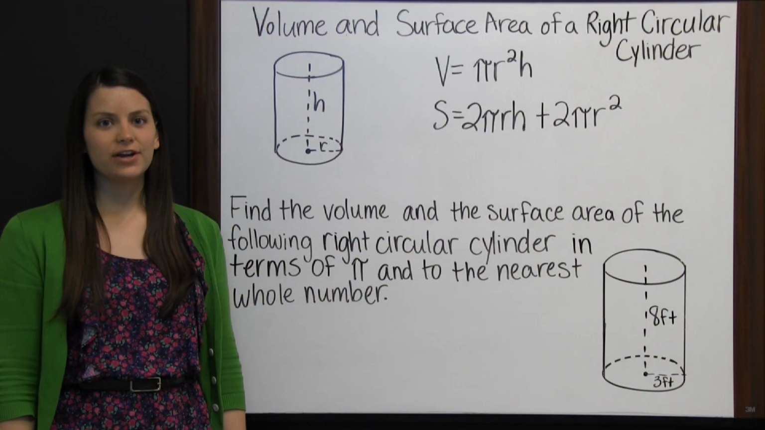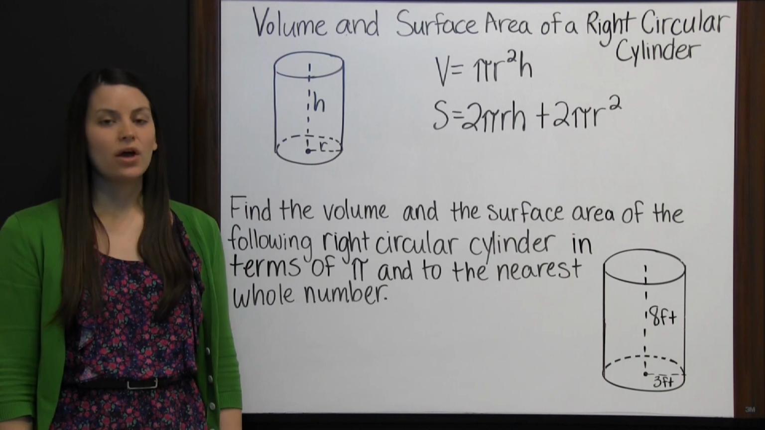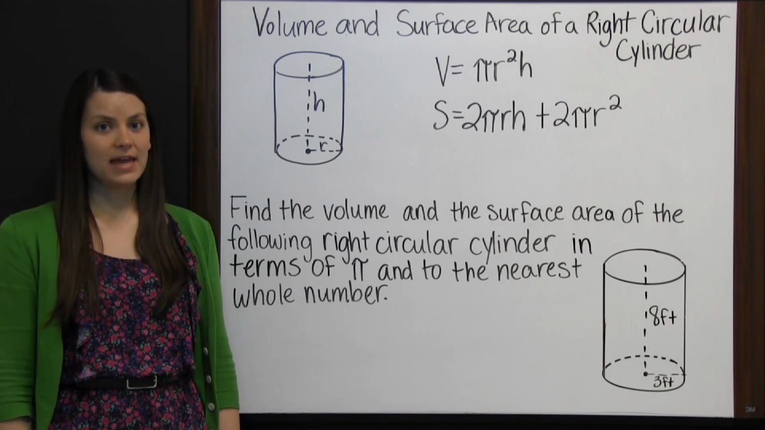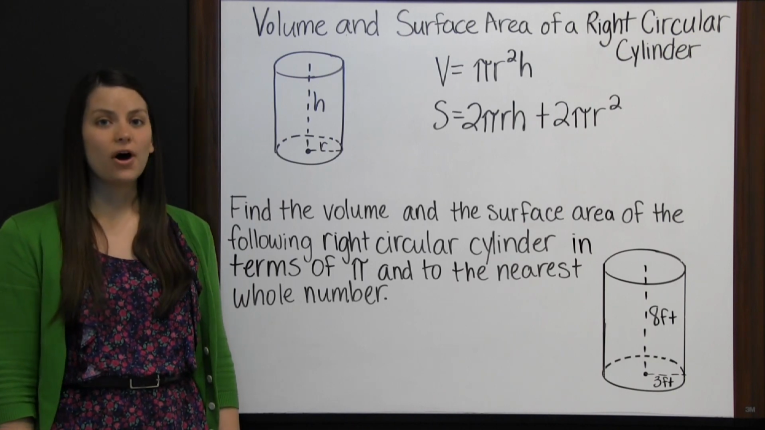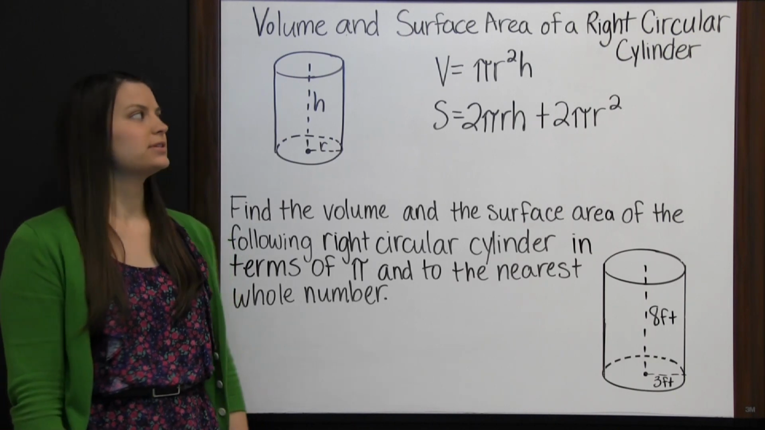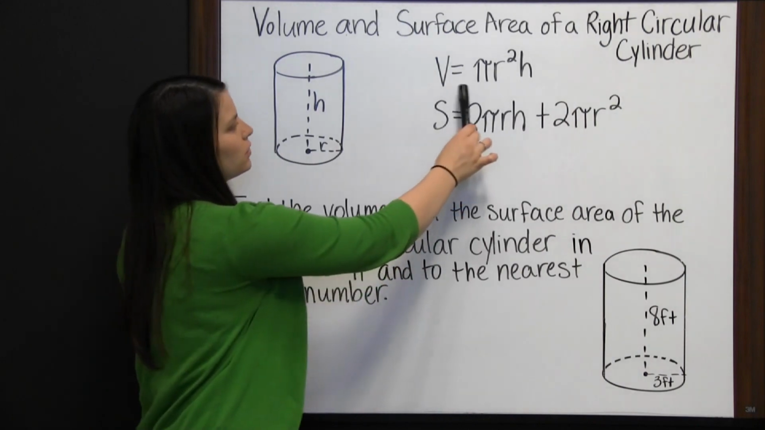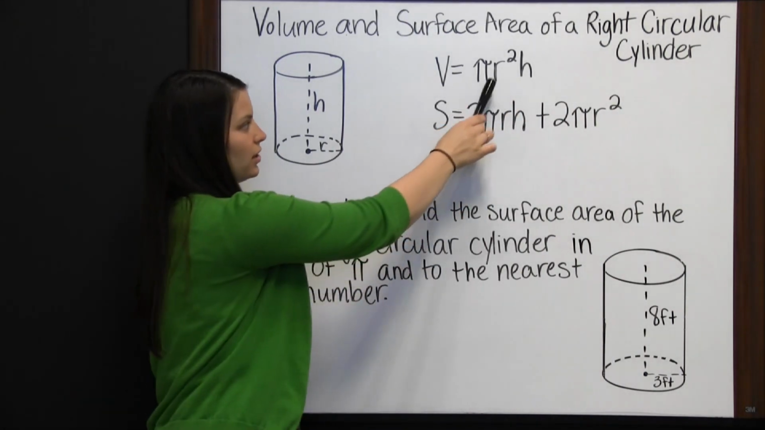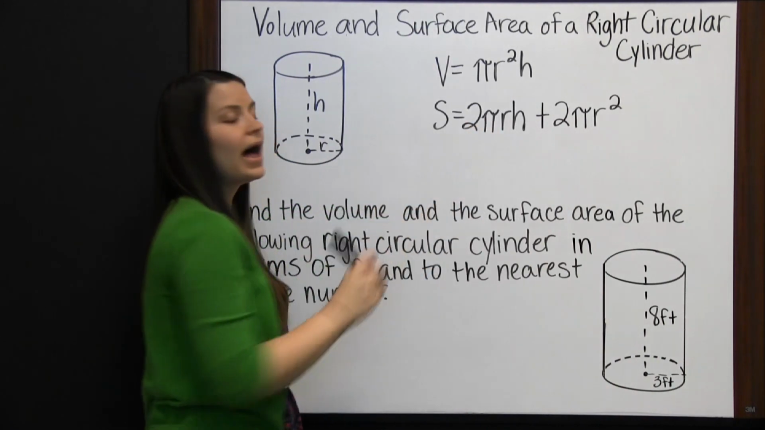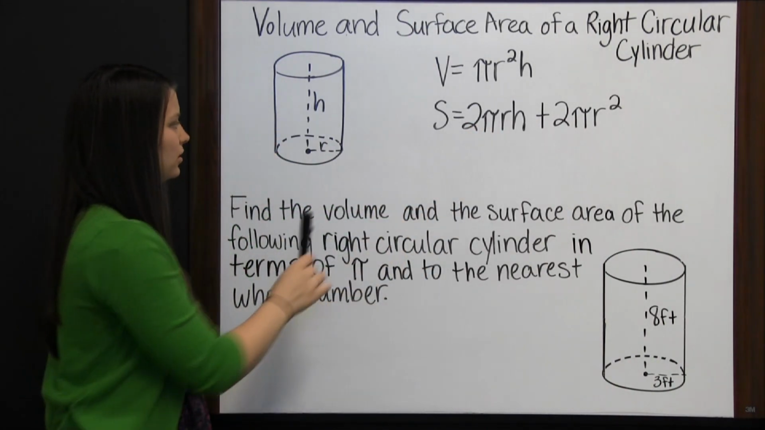Volume and surface area of a right circular cylinder. Volume is the space that a figure occupies. To find the volume of a right circular cylinder, multiply the area of the base, which is a circle, pi r squared, times the height of the cylinder.